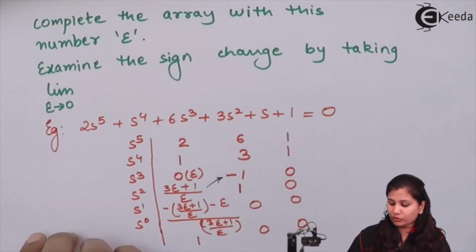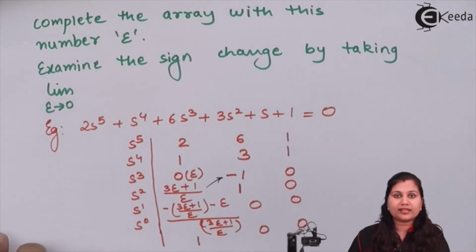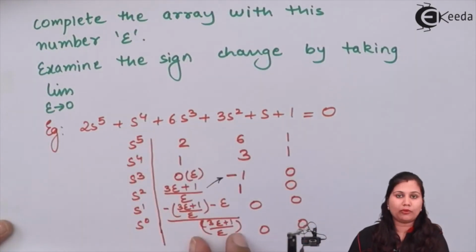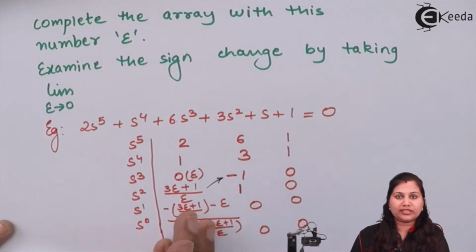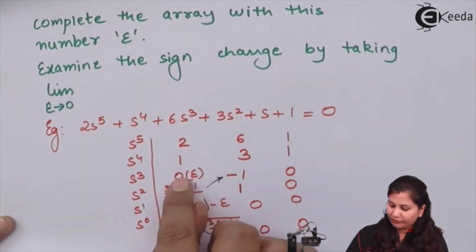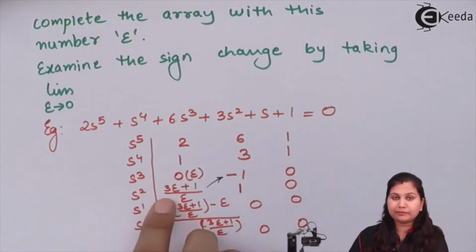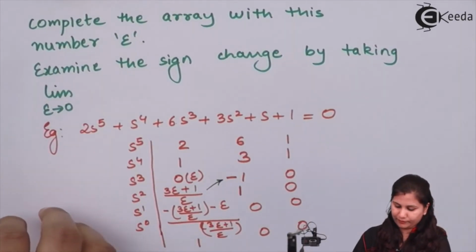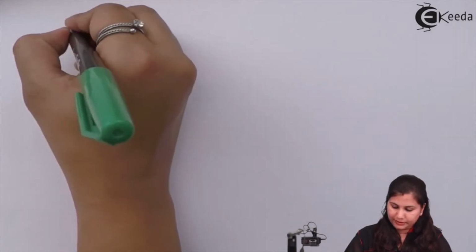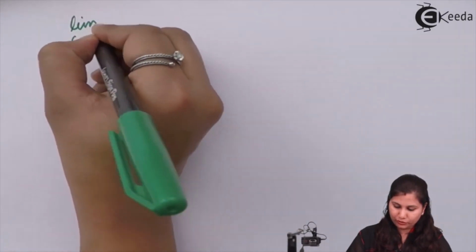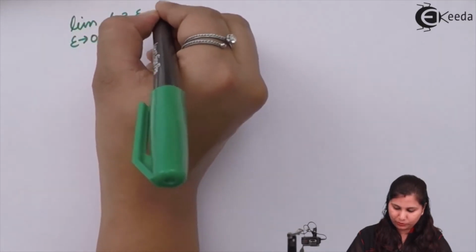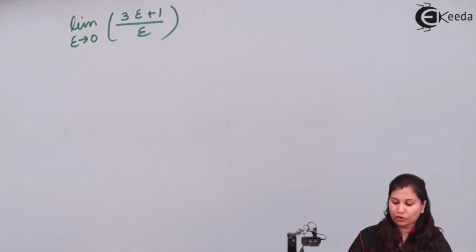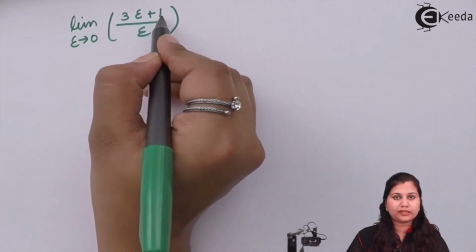Okay. So now we are going to check the sign changes in this first column of the Routh array. How we are going to check the sign change? We will take the limits epsilon tends to 0. So if we apply here the limits epsilon tends to 0, then its value will come out to be limit epsilon tends to 0 of 3 epsilon plus 1 upon epsilon. So here it will be 3 into 0 plus 1 upon 0.